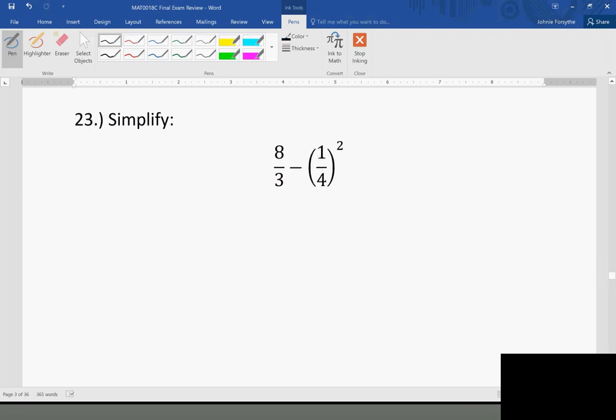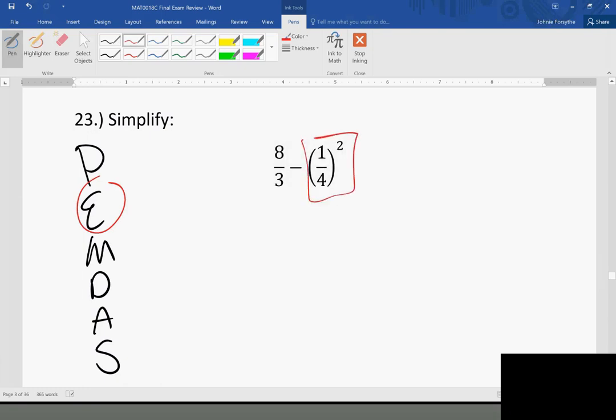Okay, simplify 8 over 3 minus 1/4 squared. So again, referencing that order of operations. You're going to use order of operations pretty much anytime you're in a math class. So we have parentheses, but in the parentheses, we just have a fraction. So there's nothing we can do to simplify 1/4 further. So the next step would be to look at the exponents. So we do have exponents here.